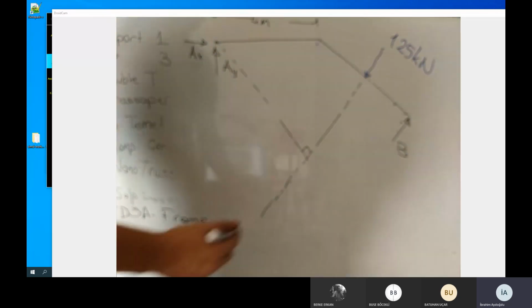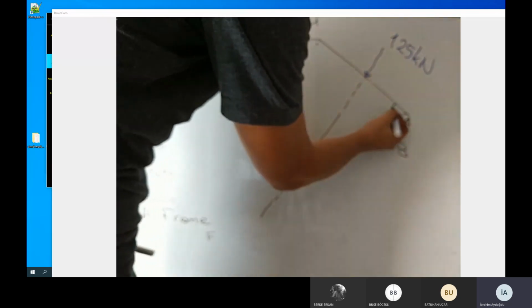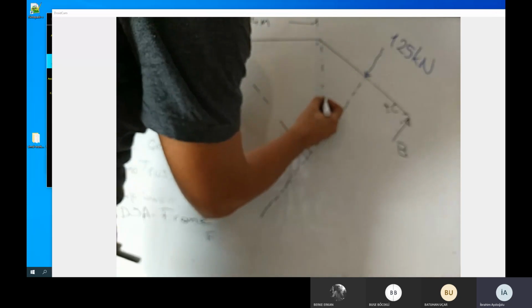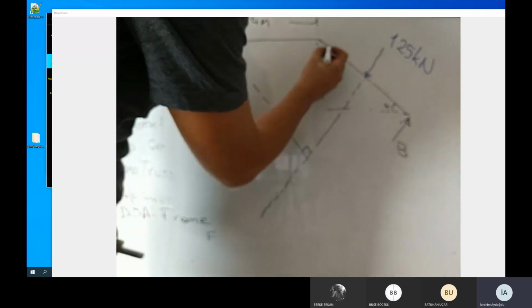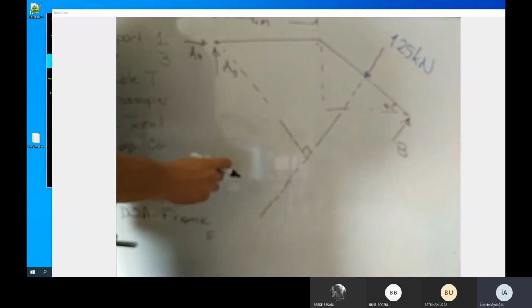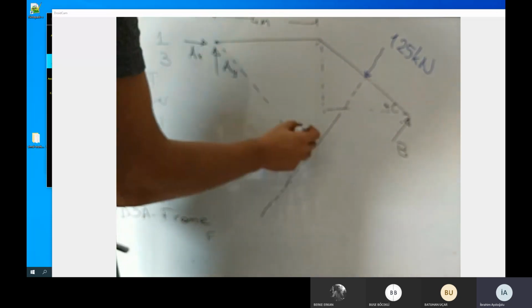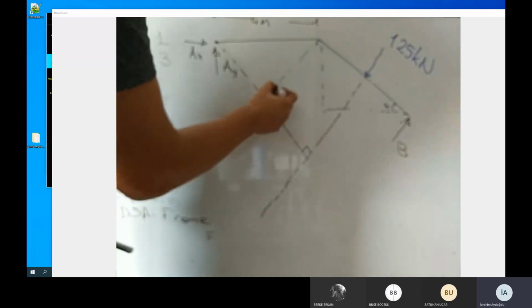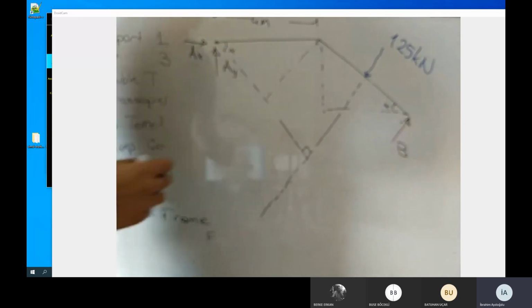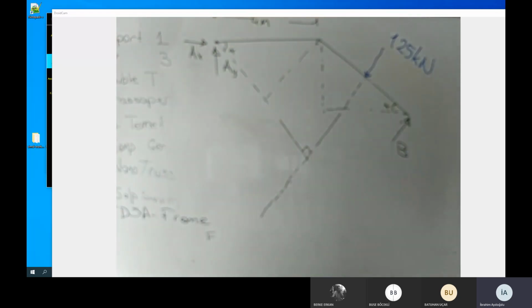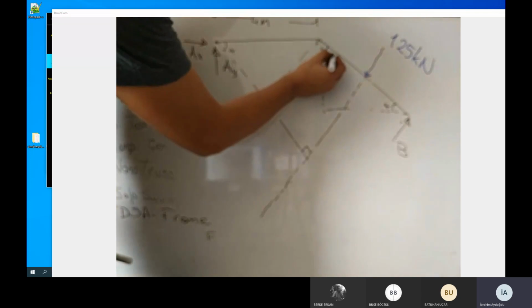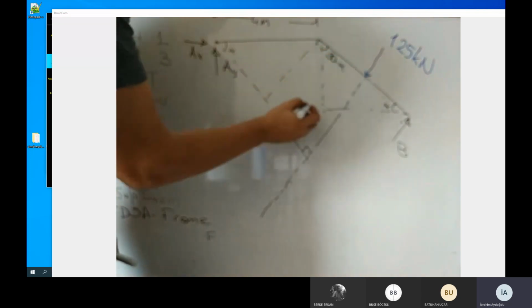I call this angle alpha. What about this angle? Is there any relationship between this angle and this angle? Do you have any idea? I think you can guess, but I can help you. This angle is 90 minus alpha.